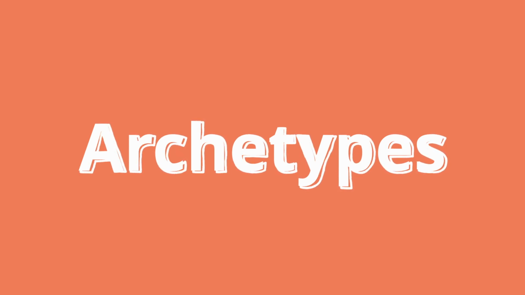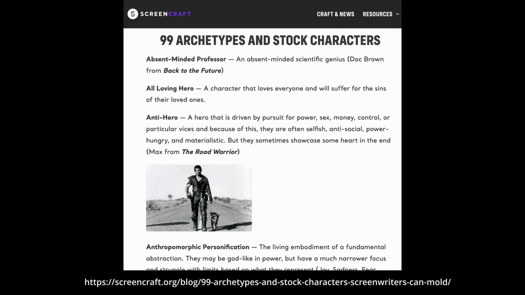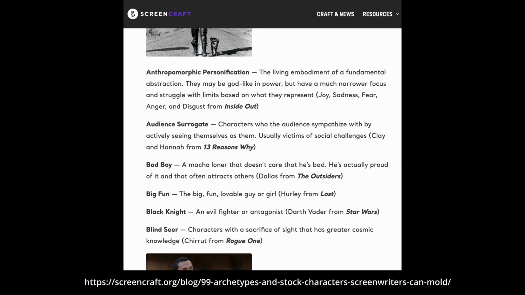Archetypes. Now, everyone's process will be different, but I start by looking at what characters are needed in the story and then build off of an archetype of character. Here's what I mean. Take a look at this big old list of character archetypes.